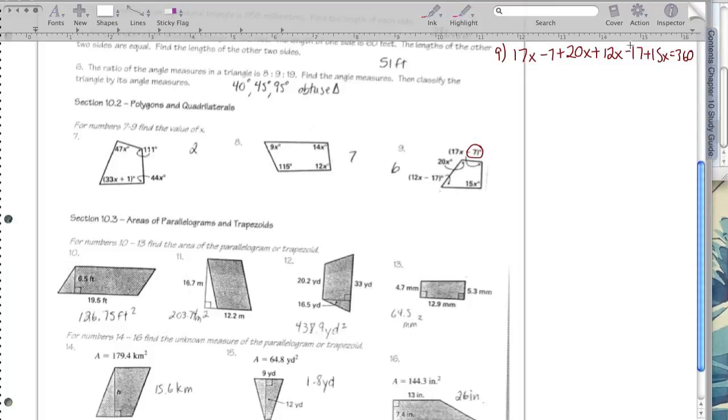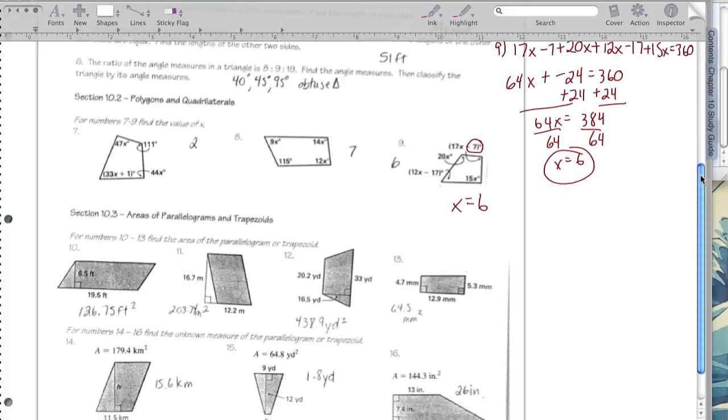So again, adding our coefficients, I'm going to get 64x. Then this is a negative 7 and a negative 17, which is going to give me negative 24, equal to 360. Add 24 to both sides. 64x is equal to 384. Divide by 64, divide by 64, and I'm going to get 6. X equals 6. Okay?